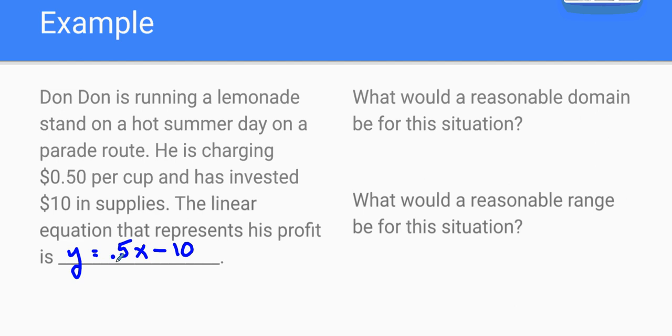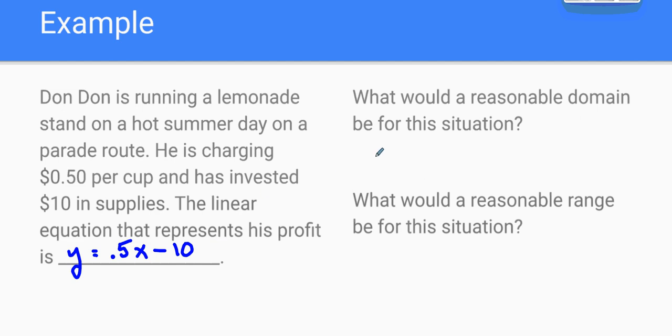0.5 or half or 50 cents is the slope. It's the rate of change. That's how much profit is going up every time you sell one more cup. And then $10 is the constant because he's not going to spend any. If he sells no cups, he's going to be out $10.